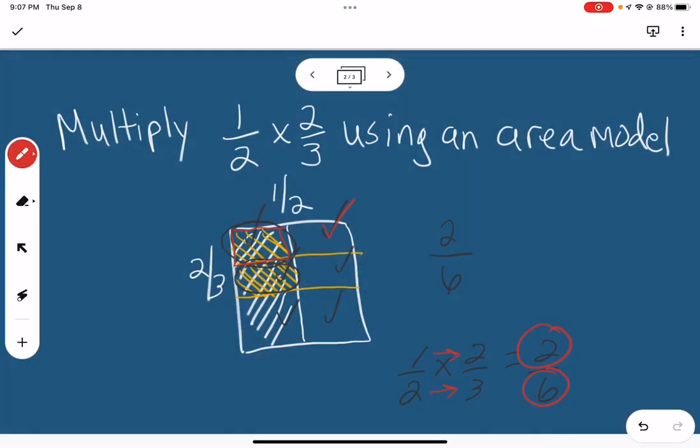Okay, let's simplify. 2 divided by 2 is 1. 6 divided by 2 is 3. So multiplying a half times 2/3 does yield 2/6, but if we put it in simplest form, which most teachers and answer keys will show you, the simplest form would be 1/3.